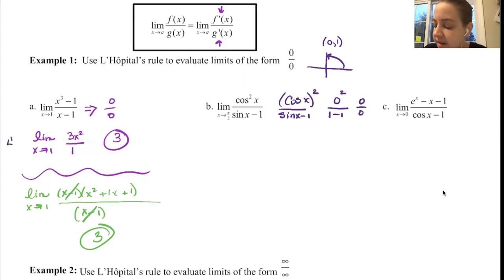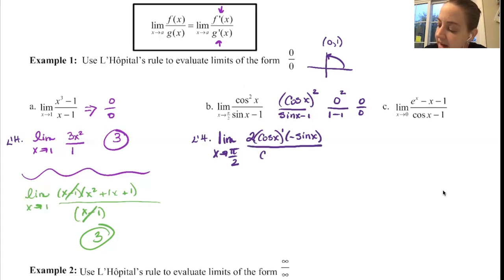And this isn't official notation, but I usually just leave myself a little note that, hey, I used L'Hopital at this step. So now it becomes the limit as x approaches pi over 2. Cosine squared of x, you actually have a choice. You can do a product rule or a chain rule. I'm going to go with the chain rule. So this is 2 cosine of x to the first power. The derivative of cosine is negative sine. In the denominator, the derivative of sine is a positive cosine, and the derivative of 1 is 0.